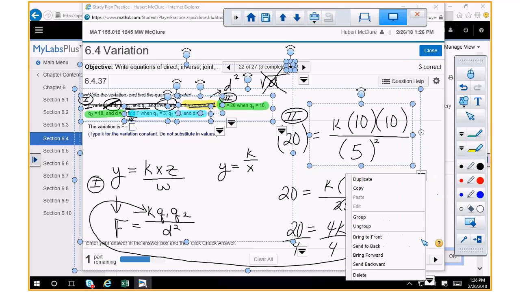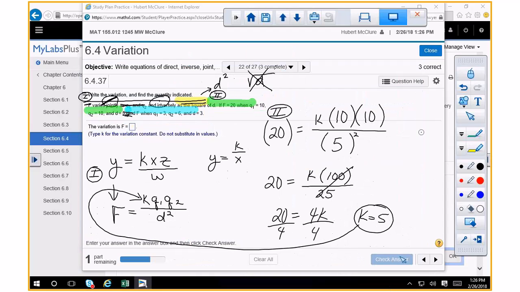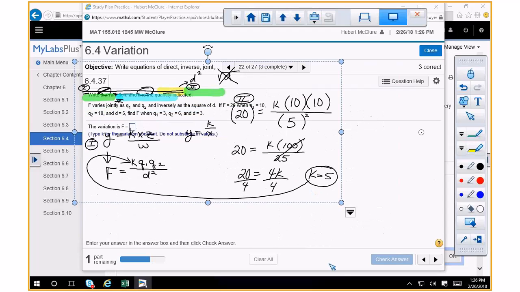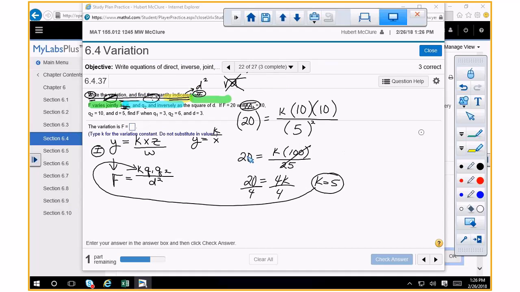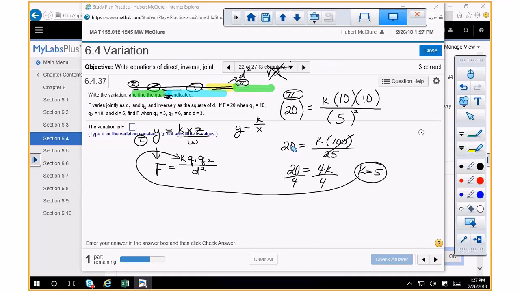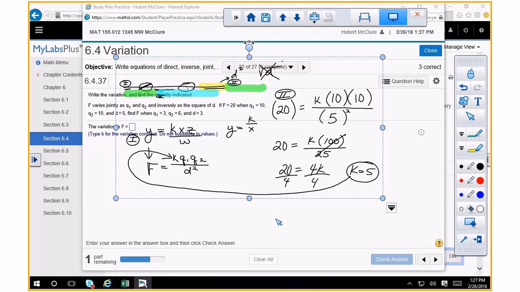Y'all are impressed, aren't you? I know you are. There we go. I know y'all are impressed, even though the colors don't match up. But anyway, there we go. We'll put it right about there.